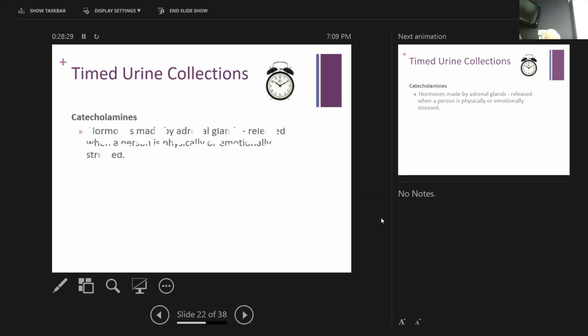Another class was the catecholamines. These are hormones that are made by the adrenals and are stress hormones.